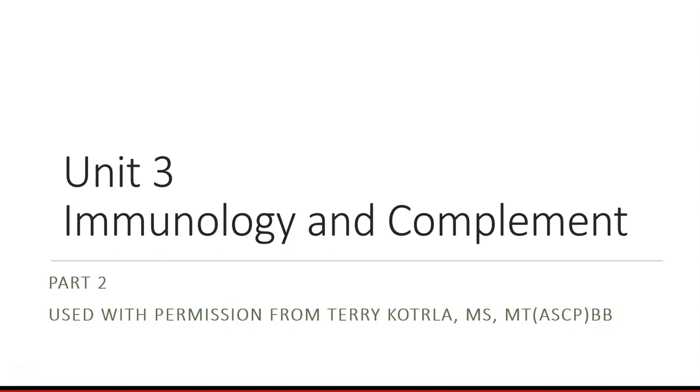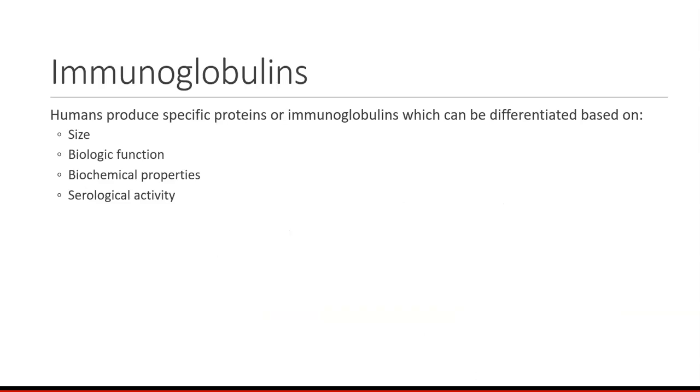We're continuing our discussion of Unit 3, Immunology and Complement. In the previous presentation, we gave an overview of the immune response, whether it's cellular or humoral, and the different steps involved. Now we're going to specifically talk about immunoglobulins. Humans produce specific proteins, or immunoglobulins, which can be differentiated based on their size, their biologic function, their biochemical properties, and their serological activity.